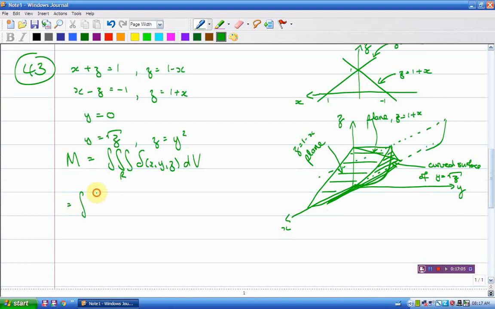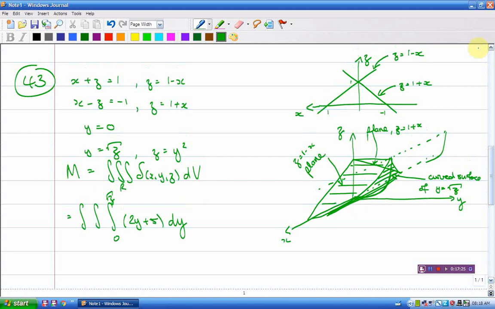So let's have a look. My density is 2y plus 5. y is going to go first. y goes from the base to the opposite surface. So y is going from y equals 0 to that curvy surface, which is root z. And then next is our x and z.